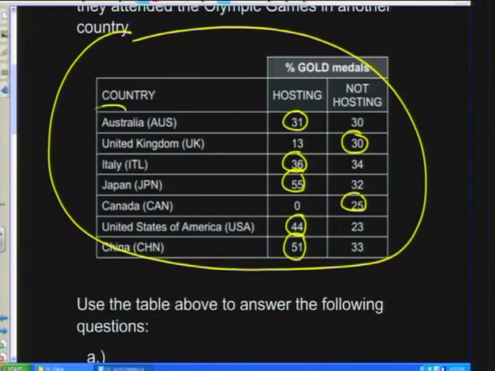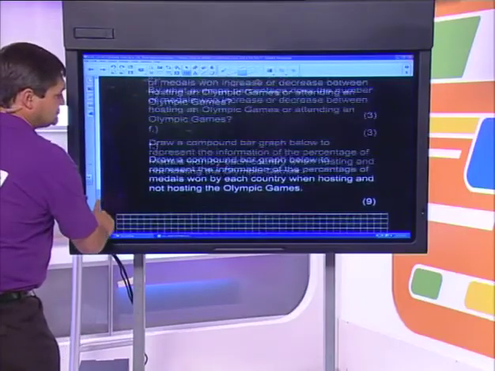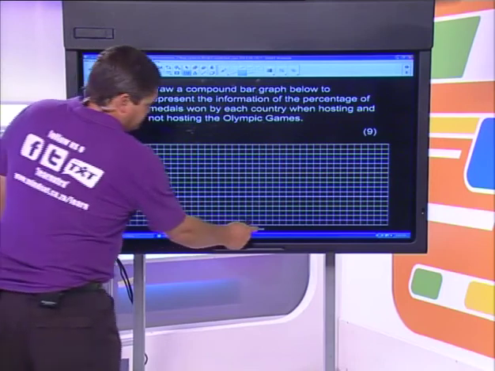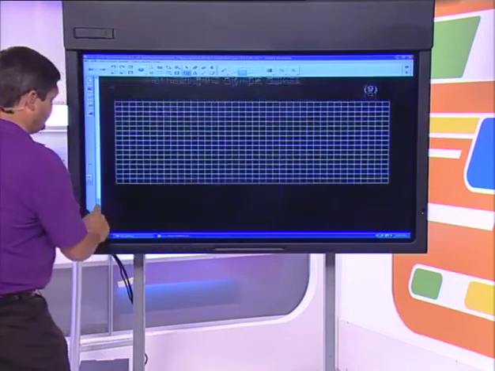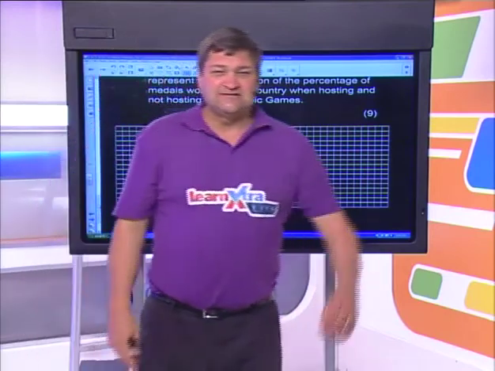Let's look at the first country. The first country we're going to look at is Australia, and I'm going to ask you to remember this, please. Hosting, not hosting, 31, 30. Okay. Cool, got it? Great. Now, let's go down to our set of axes here, and we've been given a set of axes. Normally in an exam, even if it's a matric exam, an examiner won't really ask you to draw a graph without giving you the set of axes. So it kind of helps you, okay?